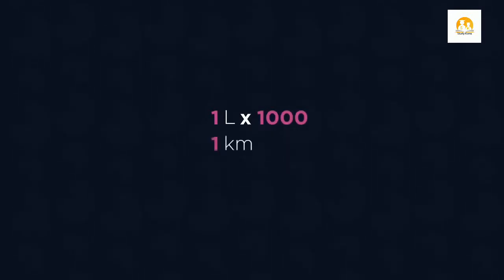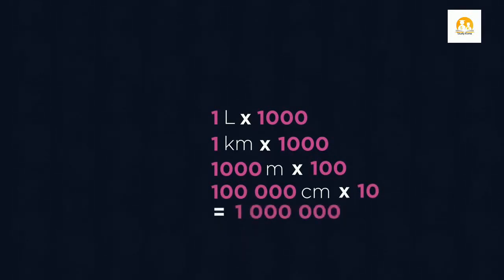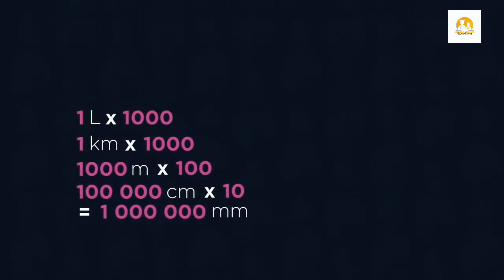Another example is converting kilometers to millimeters. Say we have a distance that is 1 kilometer long. We would need to multiply 1 by 1000, as there are 1000 meters in a kilometer. Multiply that by 100, as there are 100 centimeters in a meter. And finally by 10, as there are 10 millimeters in a centimeter. That gives us a grand total of 1 million millimeters. It's handy to remember the following.